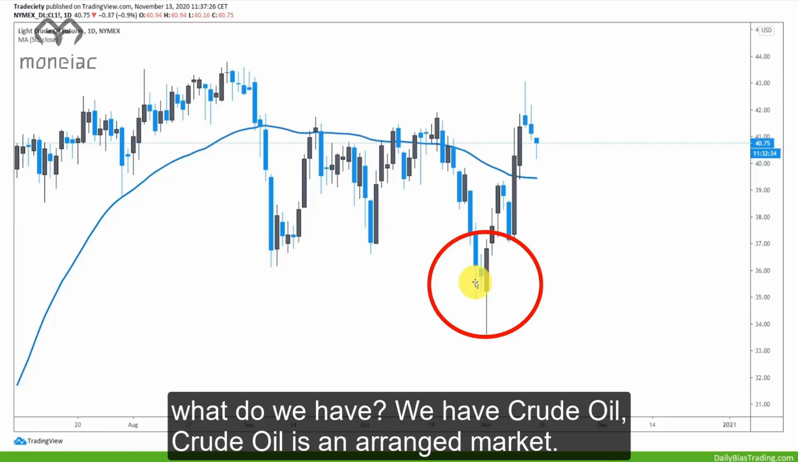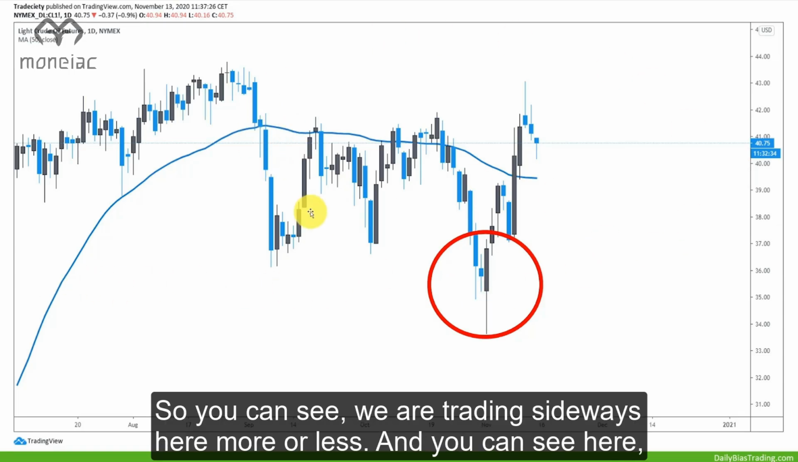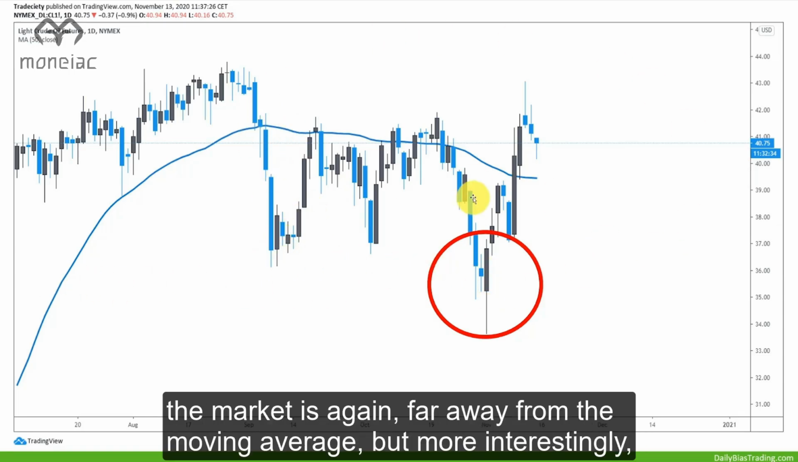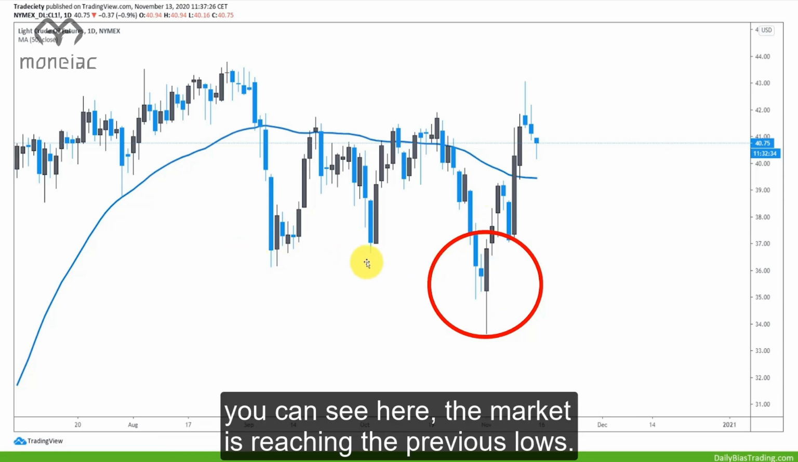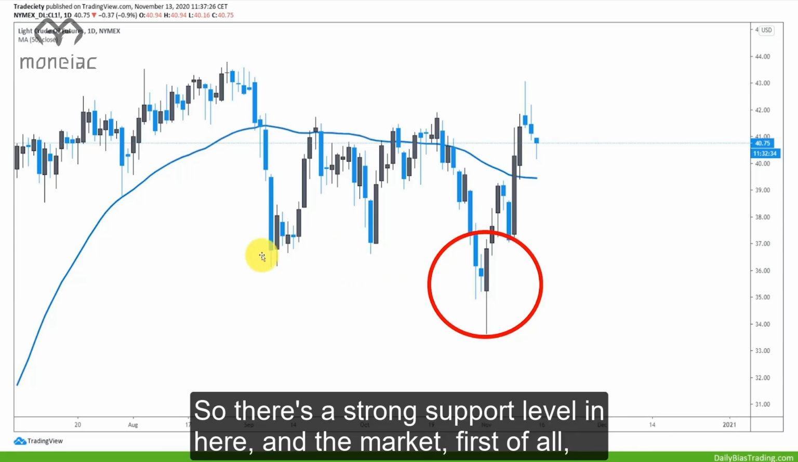So here, what do we have? We have crude oil. Crude oil is in a range market. So you can see we are trading sideways here more or less. And you can see here the market is again far away from the moving average. But more interestingly, you can see here the market is reaching the previous lows. So there's a strong support level in here.